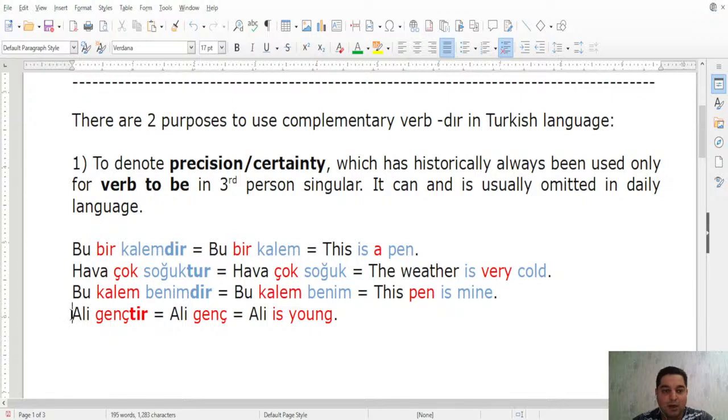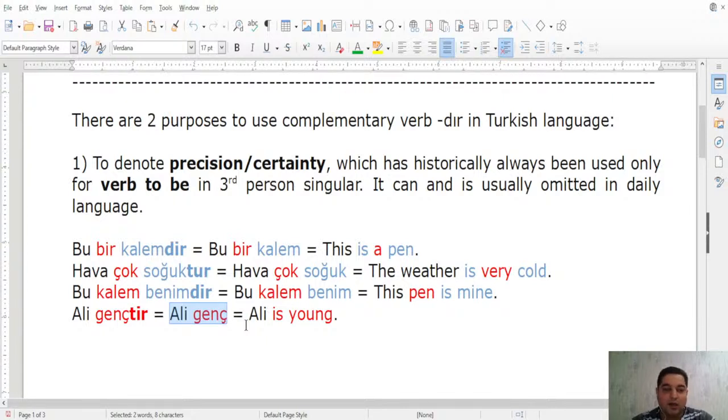And the last example, Ali gençtir, which means Ali is young. Here, using this tir is just unnecessary. It's just repetition of what we already know. So we don't add this tir at the end and we just say Ali genç, or you can say Ali is very young, Ali çok genç.